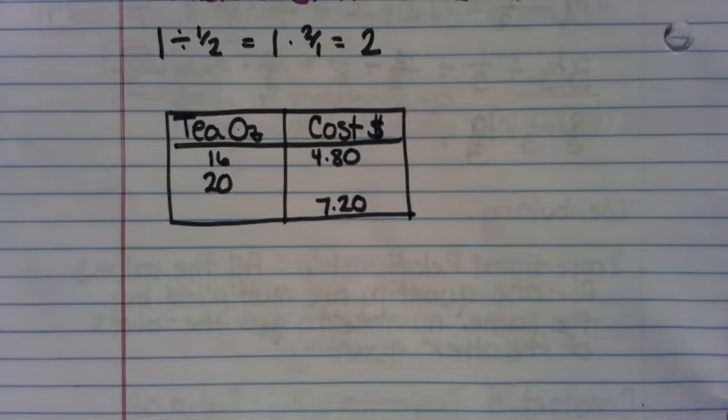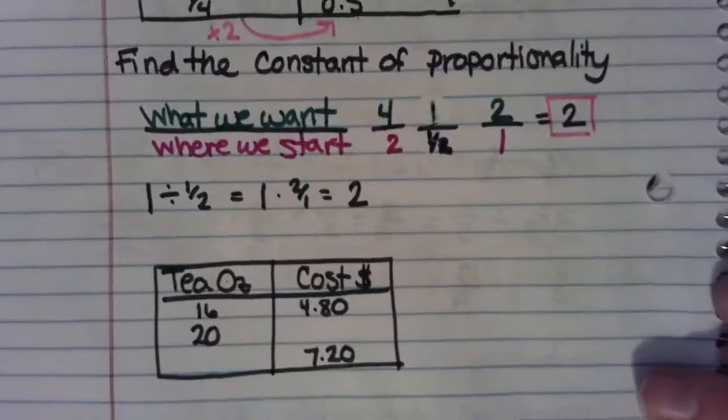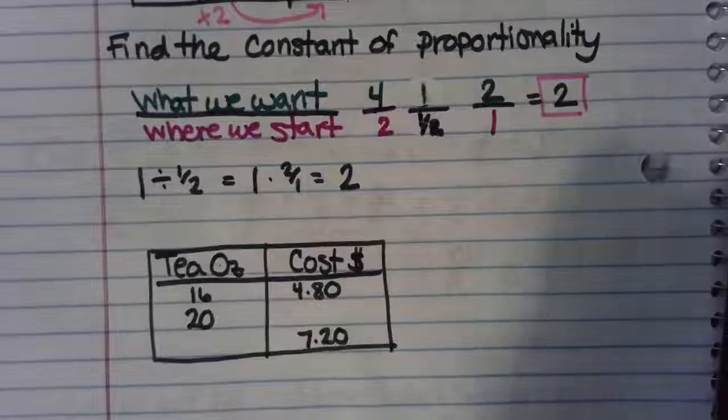Constant of proportionality. So say we have tea. 16 ounces of tea costs $4.80. We're trying to figure out how much 20 ounces of tea costs, and we're trying to figure out how much tea I can get for $7.20. So the first thing we need to do is find the constant of proportionality. Remember, to find the constant of proportionality, we just use what we want divided by where we start.